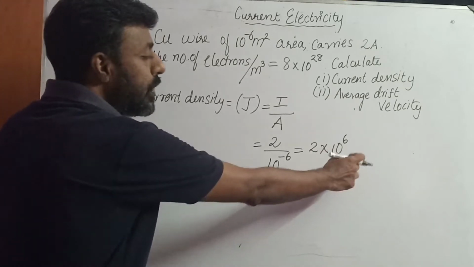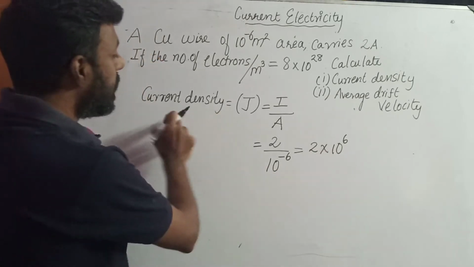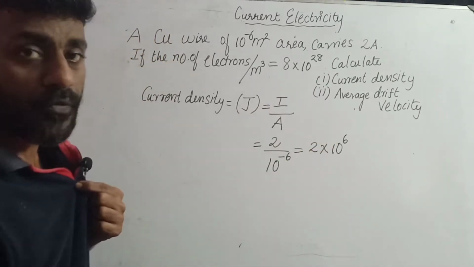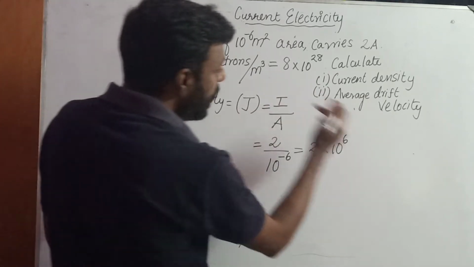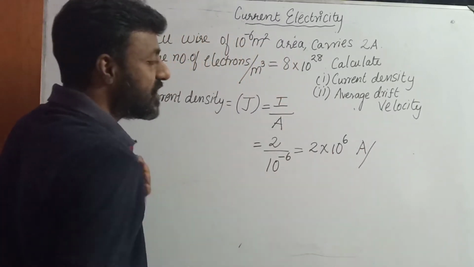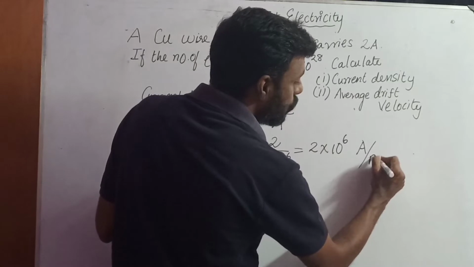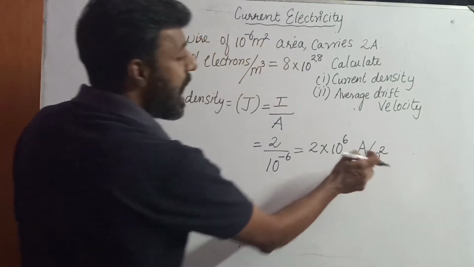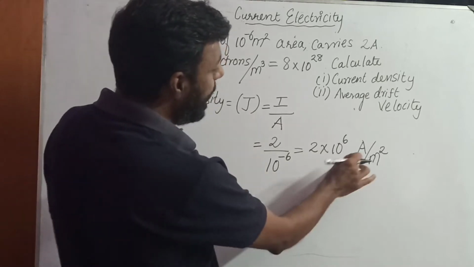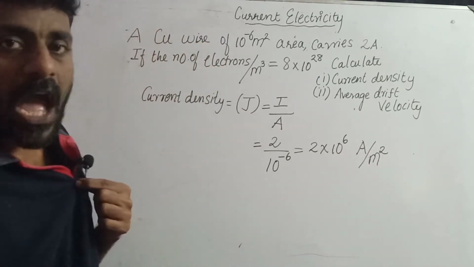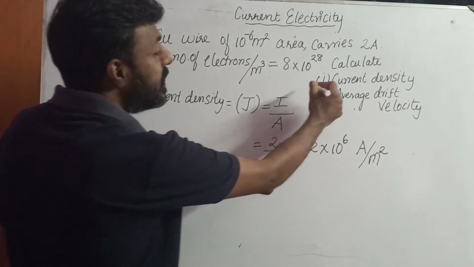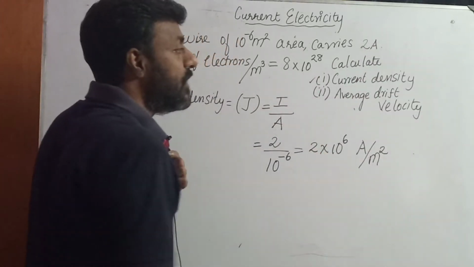Now, how about the unit? We know current density is the ratio between the current and the area of cross section. The unit of current is ampere, divided by area of cross section in meter squared, so the unit is ampere per meter squared. Therefore, the current density J equals 2 into 10 to the power 6 ampere per meter squared. So we have found the first quantity, current density.